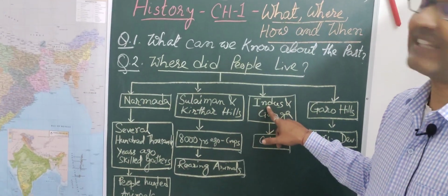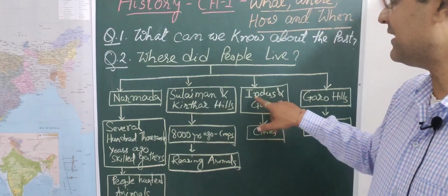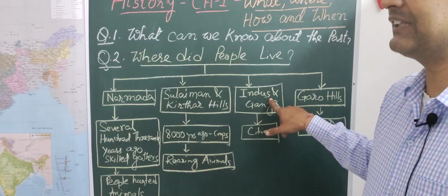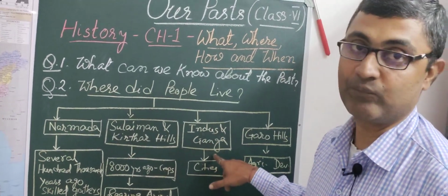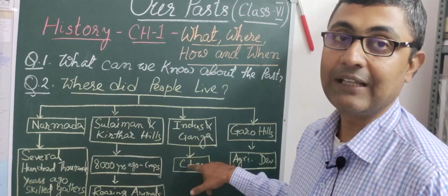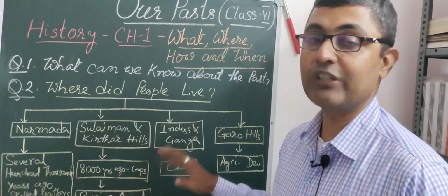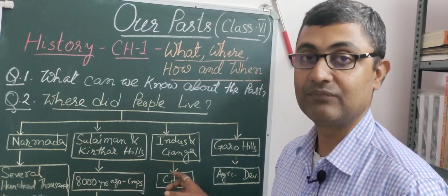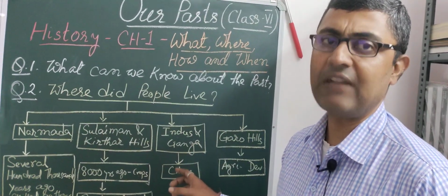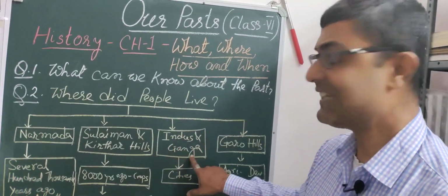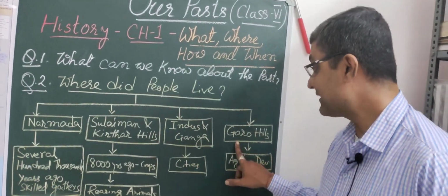Next, Indus area. The Harappan and Mohenjo-daro civilization grew up on the bank of the Indus. That is the first city in the Indian subcontinent. So that is the Indus Valley civilization. Later, cities also developed on the bank of the Ganges. The names of the cities are Pataliputra, the capital of Magadha, and various other cities also. That is the Indus and Ganga Valley cities.